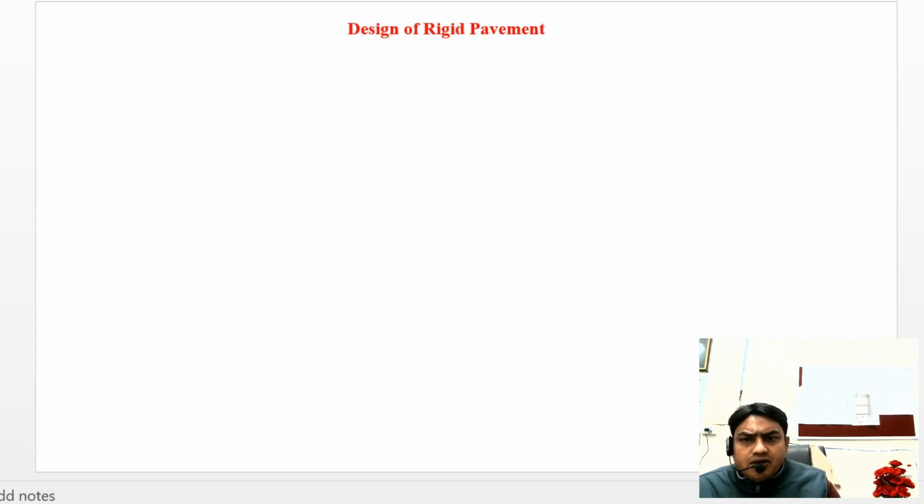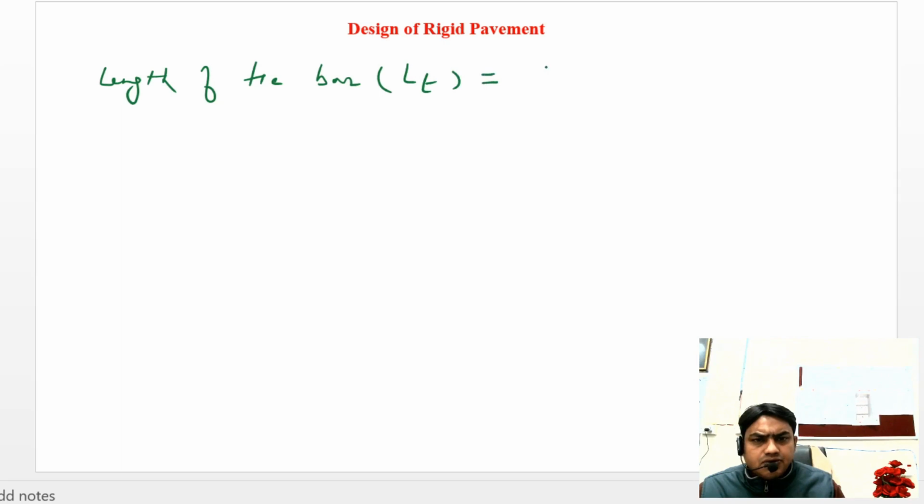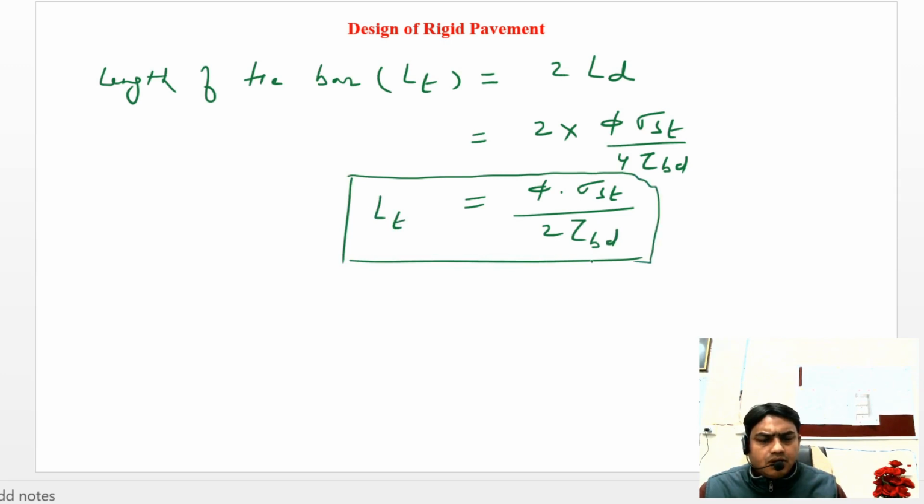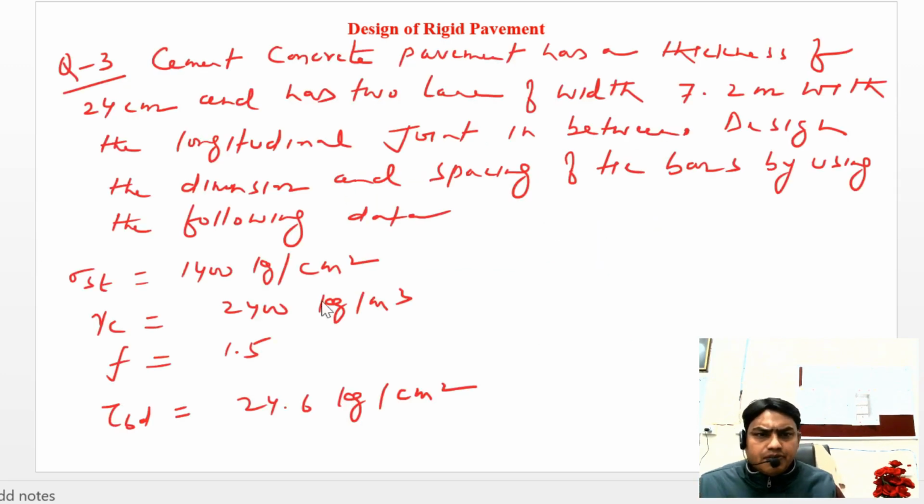Firstly we have to find the length of tie bar. The length of tie bar, LT, is equal to 2 times LD, or we can write 2 times phi into sigma st divided by 4 tau BD, or we can write phi into sigma st divided by 2 tau BD. So this is the length of tie bar.